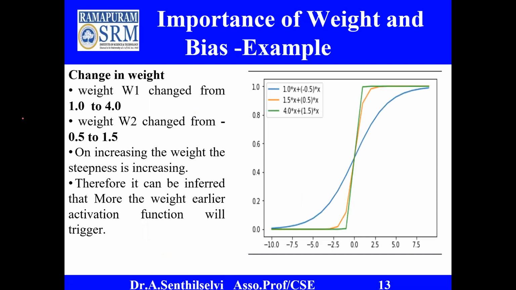From this diagrammatic representation, you know the importance of the bias. See, if you are changing the weight, I already said that initially we randomly assign the value. Suppose weight 1 is changing from 1 to 4 and weight 2 is changing to 0.125. What will happen to the curve when you plot it? The blue color shows weight 1 is 1 and weight 2 is minus 0.5. So depending upon the chosen weight value, the inclination of the curve, the steepness of the curve, is varied.